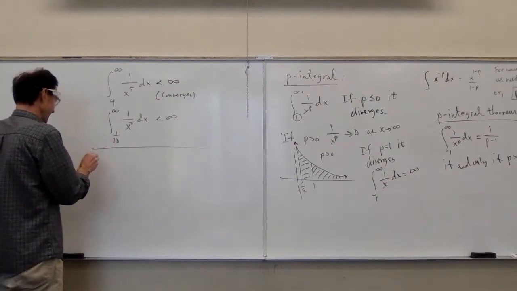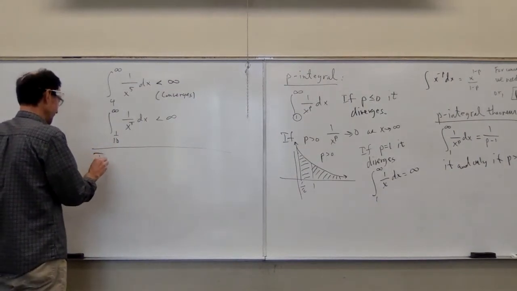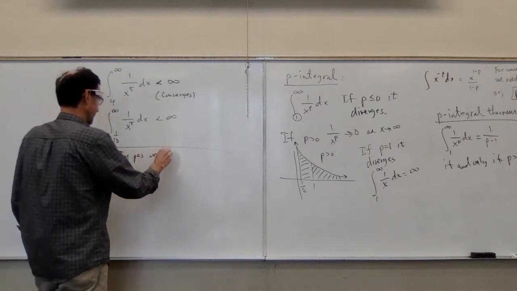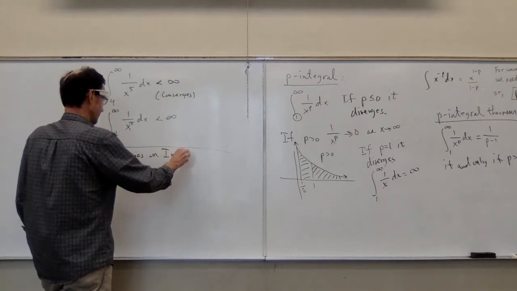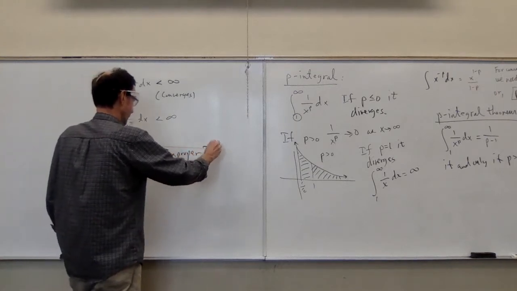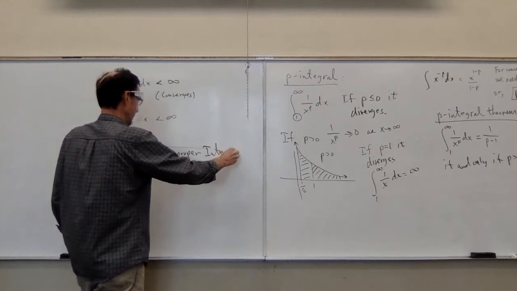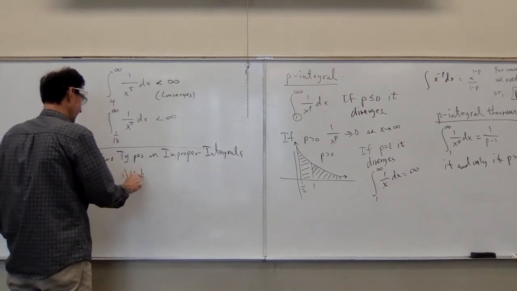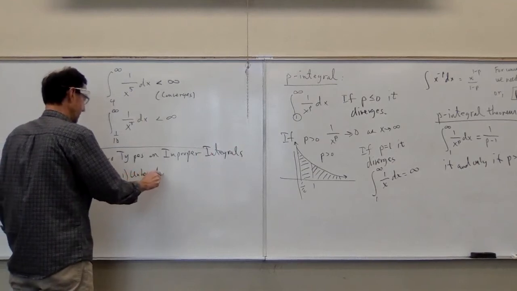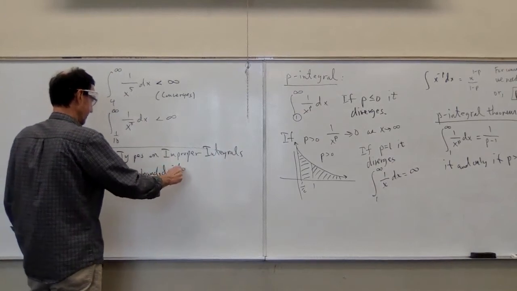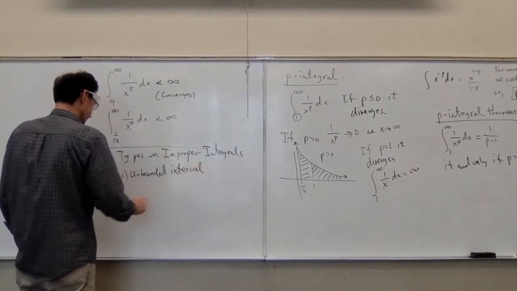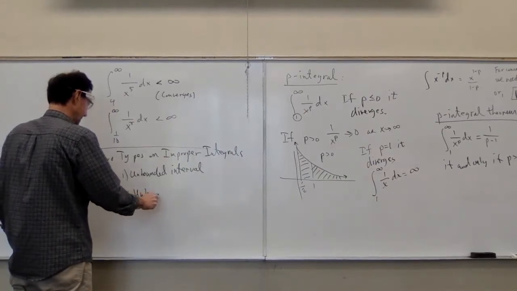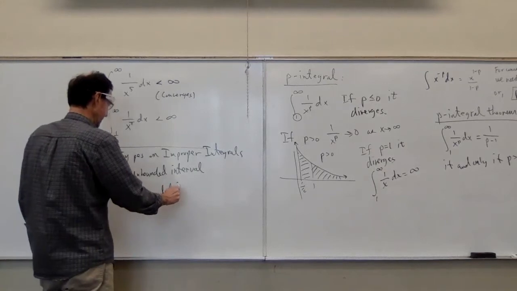So let me summarize 2 types of improper integrals. The first kind, which we're now experts on, I'm going to say they're improper because they are over an unbounded interval. Infinity gets involved. The second kind have an unbounded integrand.